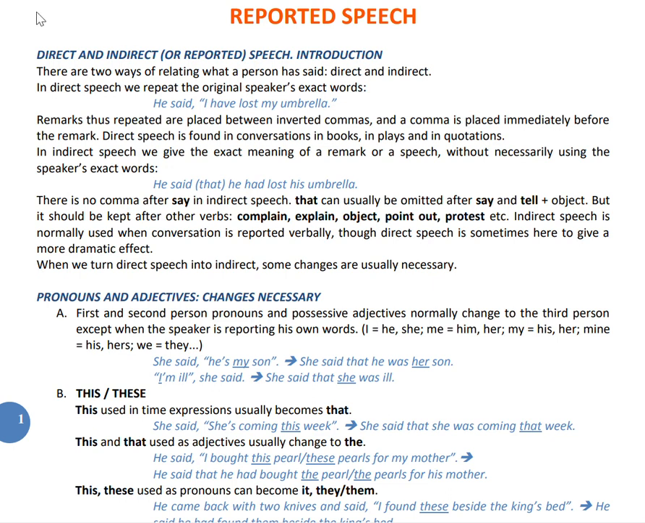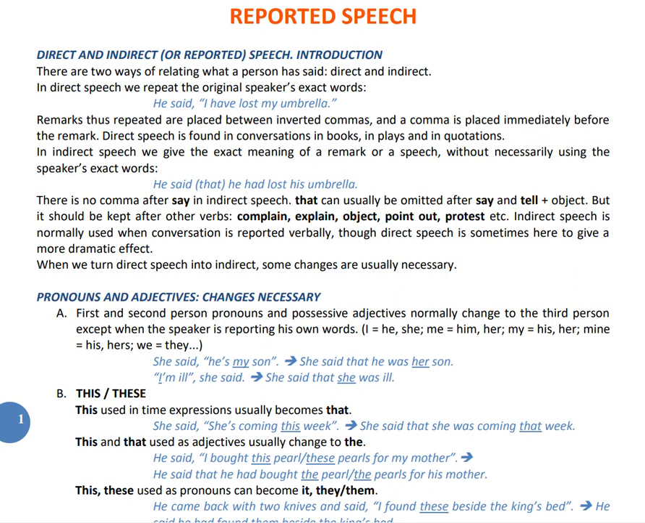For example, he said, "I have lost my umbrella." So he directly said, and we are speaking the words that person exactly said. So he said, "I have lost my umbrella." Okay? I hope you got it. Great.